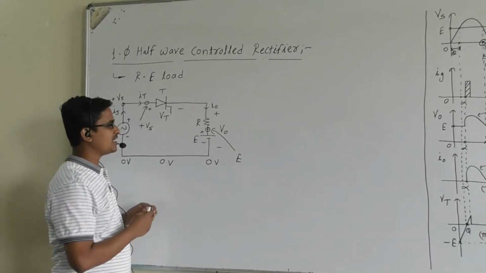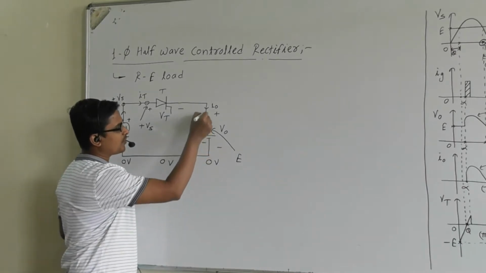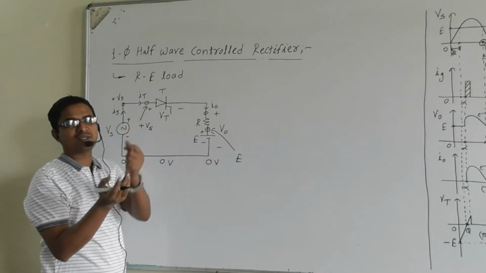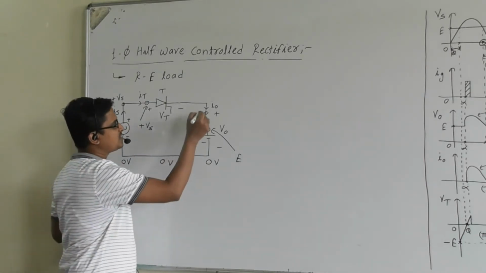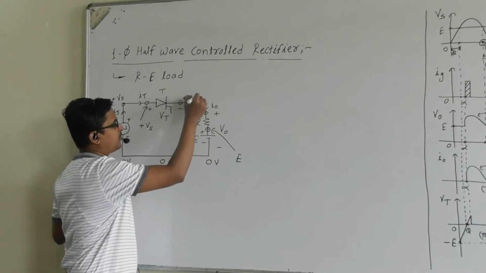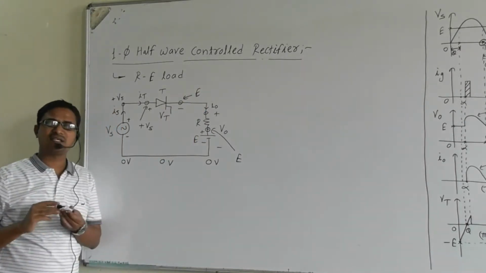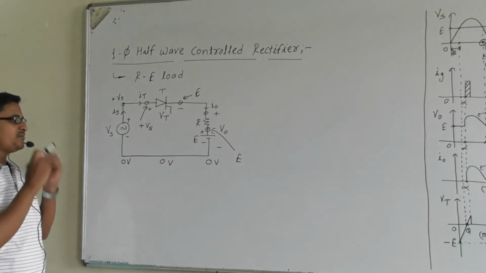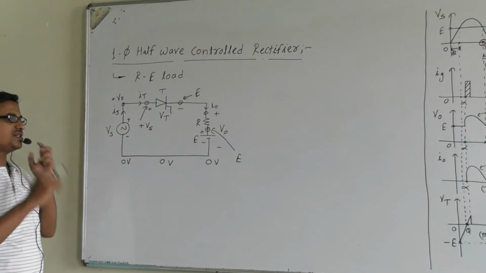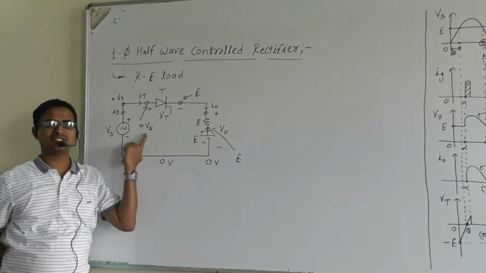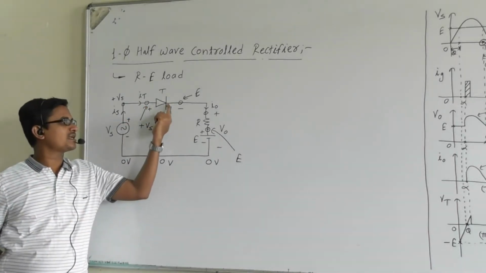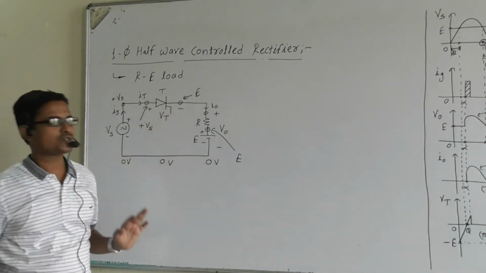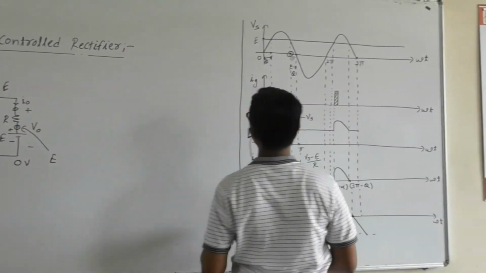So from this, if here it is E volt, what about the potential here? It should be E volt, then and only then the potential difference across the resistor becomes 0. So if this is E volt, what about the potential at the cathode of the thyristor? It will be E volt. Are you getting the point? When VS is positive, the potential at the anode of the SCR is plus VS, and the potential at the cathode of the SCR is E.